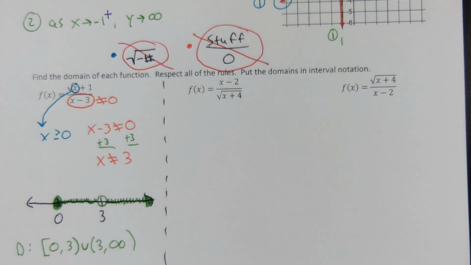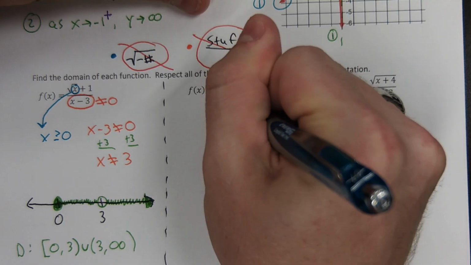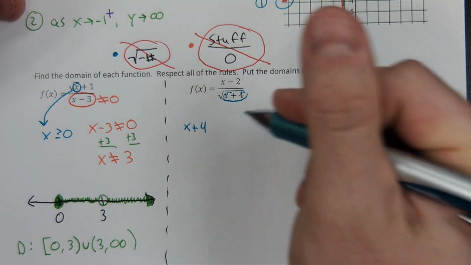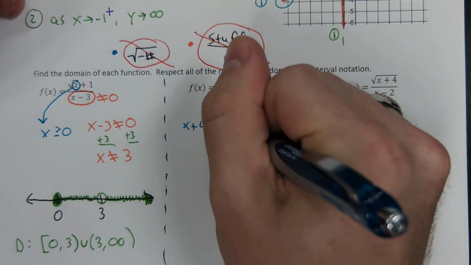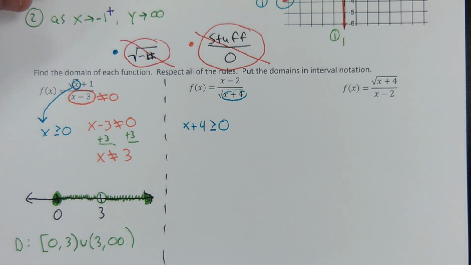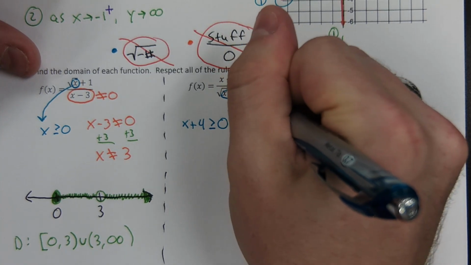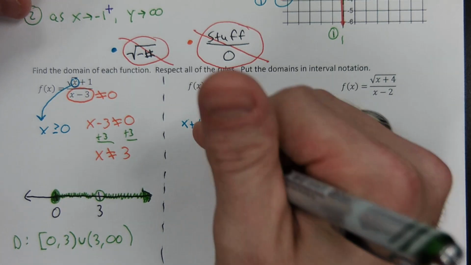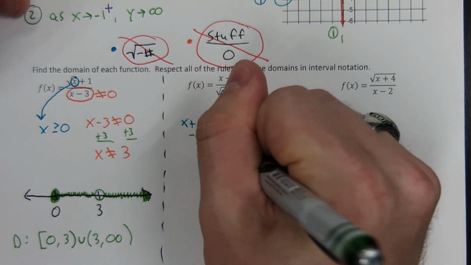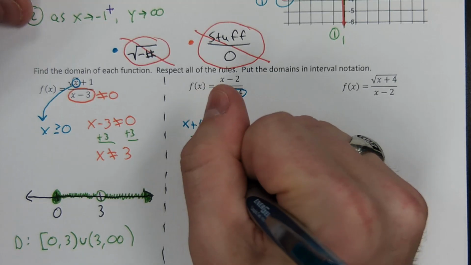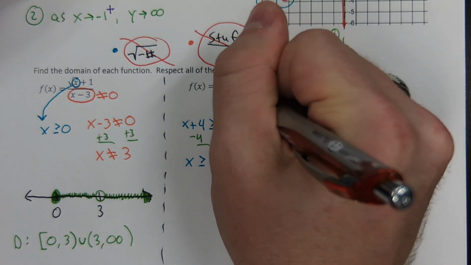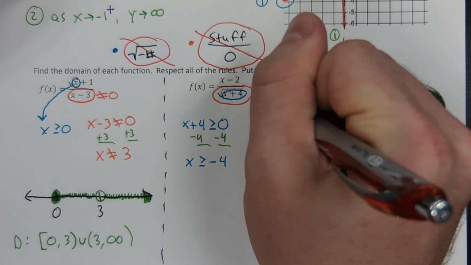So, first, this is inside a square root bar. That number, x plus 4, cannot be negative, which means it could be greater than or equal to 0, right? Hold on a second. Let's just go ahead and solve that real fast. Let me subtract a 4 from both sides. It tells me x is greater than or equal to negative 4. Watch out. The bottom of a fraction cannot be 0.